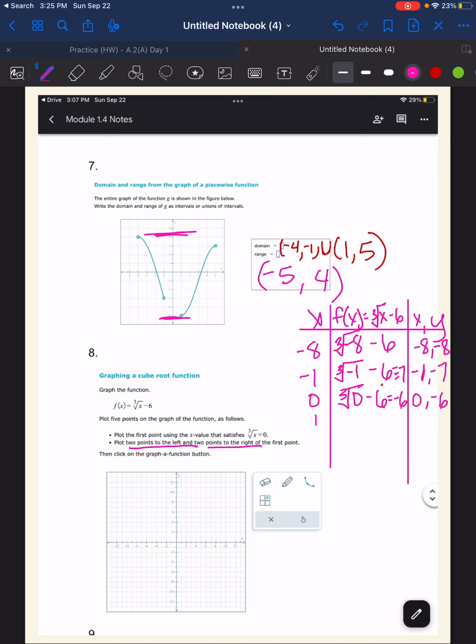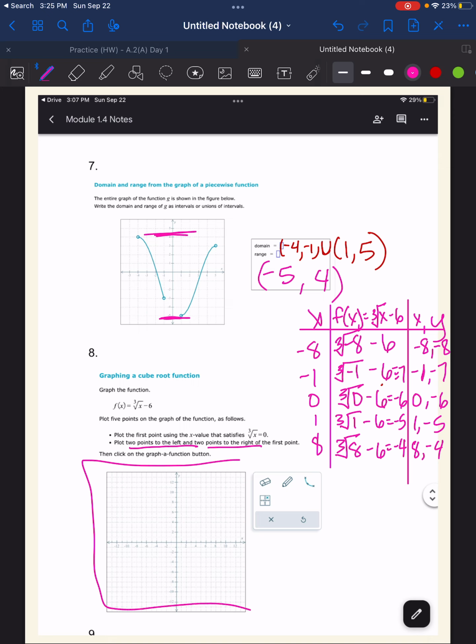And I'm going to use those same numbers, but make them positive. 2 to the left, 2 to the right. Cube root of 1 minus 6. 1 minus 6 is negative 5, so you have 1 and negative 5. Cube root of 8. Well, I knew the cube root of negative 8 was negative 2, so the cube root of 8 is positive 2 minus 6, which is going to get me negative 4. Then you would just come over here and plot the points.